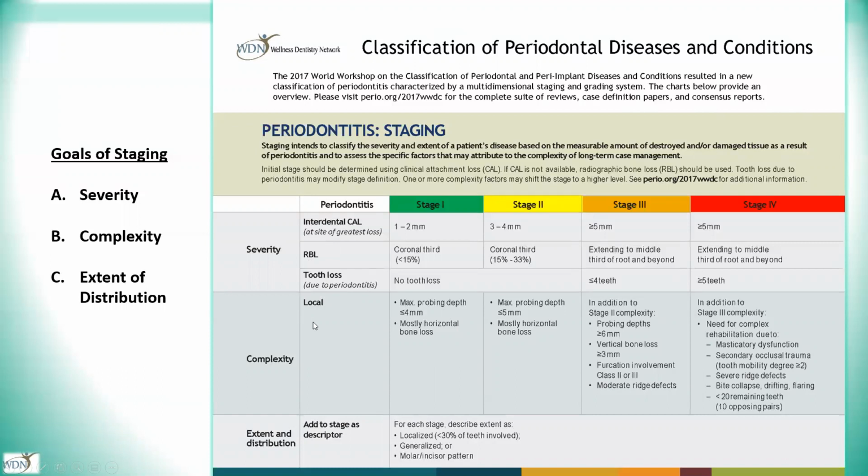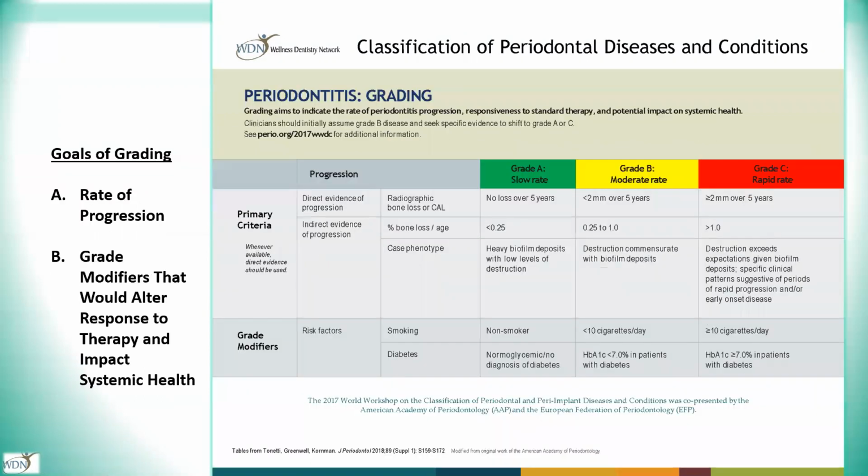And then the complexity of the disease is going to be determined by our probing charts, and whether there's anything complex in them. Our extent and distribution is going to look at whether more than 30% or less than 30% of the teeth are involved. And that's what's going to determine our localized or generalized.